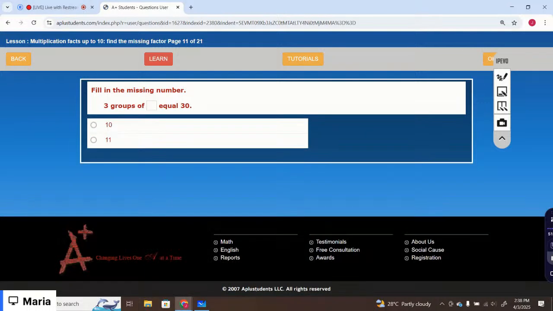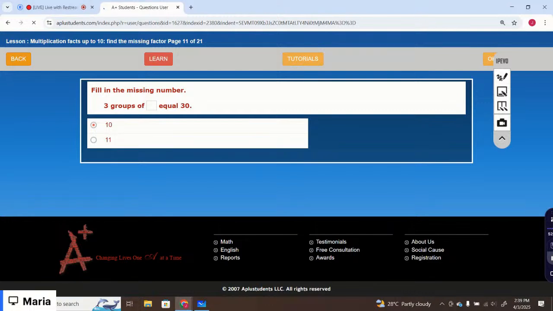Three groups of what equals 30? That is 3 groups of 10 equals 30. Okay, you can complete the lesson by yourself later today.